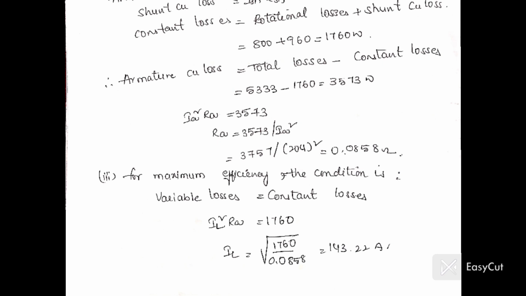Step 10. Load current for maximum efficiency. Now apply the condition for maximum efficiency. At maximum efficiency, variable losses equal constant losses. So IL squared multiplied by RA equals 1,760. Rearranging, IL equals the square root of 1,760 divided by 0.0858, which gives 143.22 amperes. So maximum efficiency occurs at a load current of 143.22 amperes. Final answers. Recap.